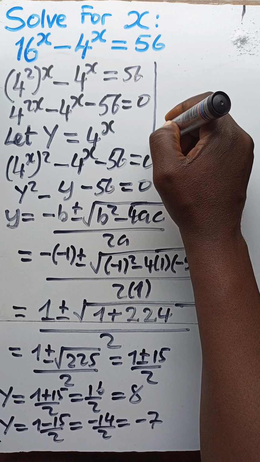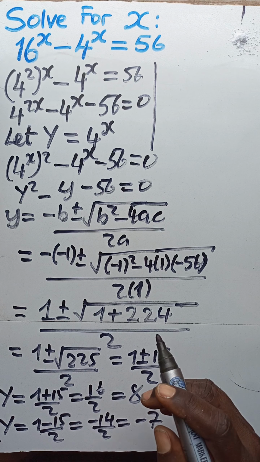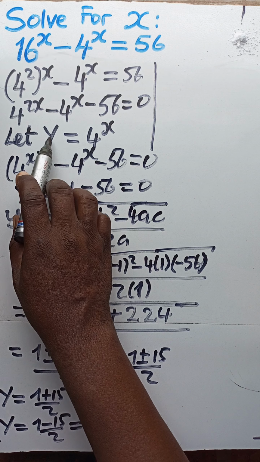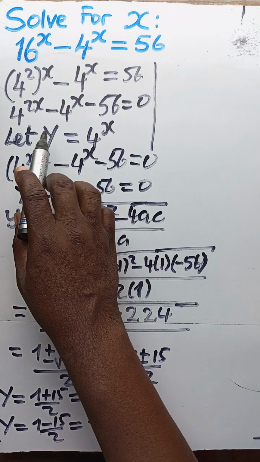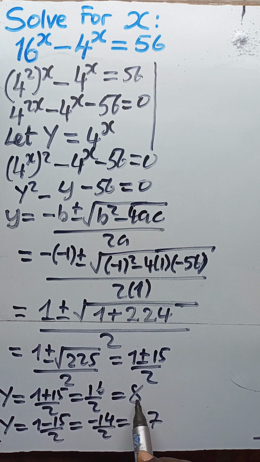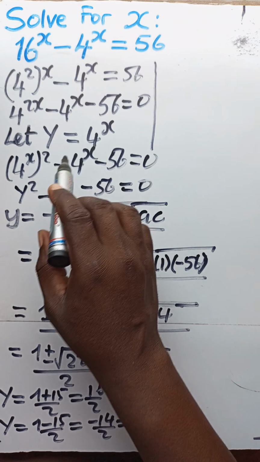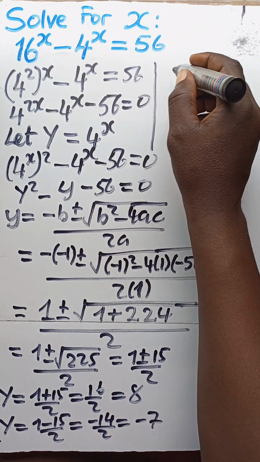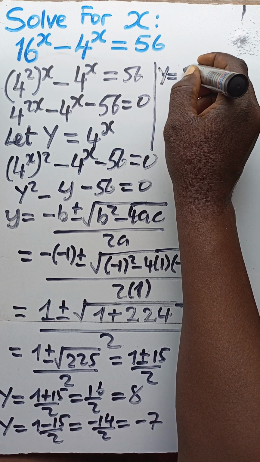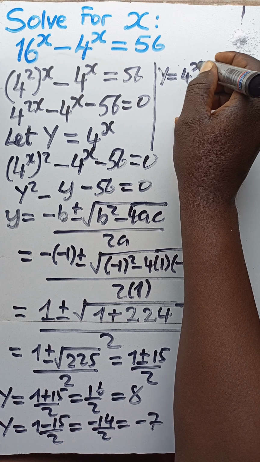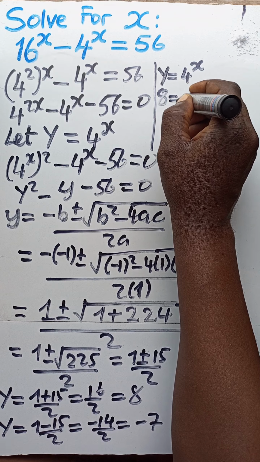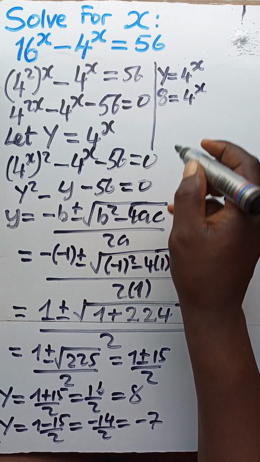Now, we were not asked to solve for y. We were asked to solve for x. But this is a relation between y and x. So all we need to do is to put these various values of y in that relation to be able to calculate for x. So we'll take the first one when y is 8 and we'll put it there. Remember, y is 4 to the power x. So when y is 8, we have 8 is equal to 4 to the power x.